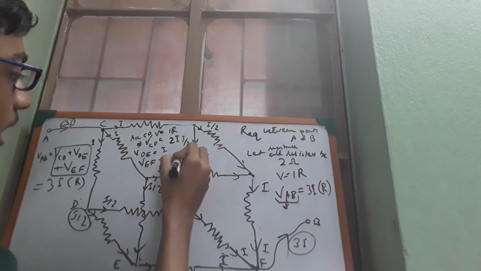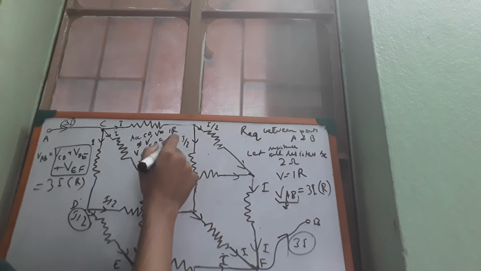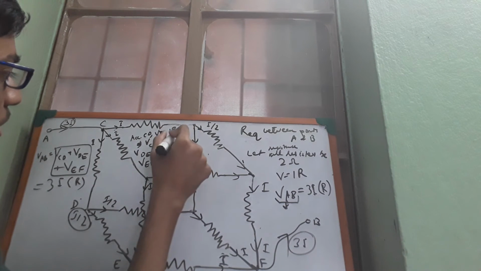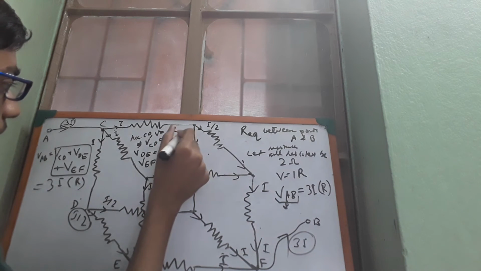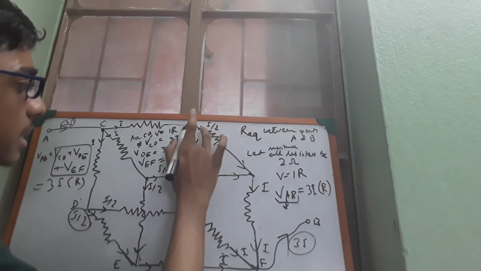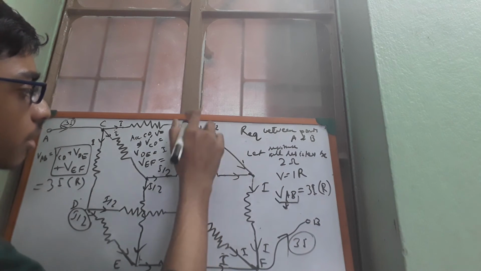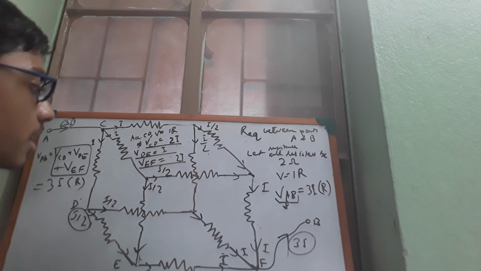So again it's going to be 2I. Right? Again it's going to be 2I. For VCD we had the same thing, right? Sorry, actually I was getting confused. That's why I had written I by 2 for this current here. Okay, this is not I by 2. So VCD is 2I, VD is I, and VEF is also 2I.